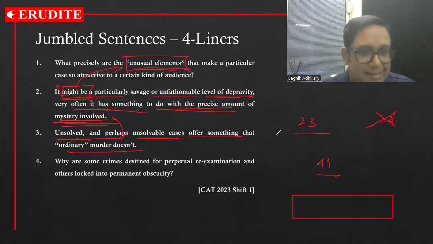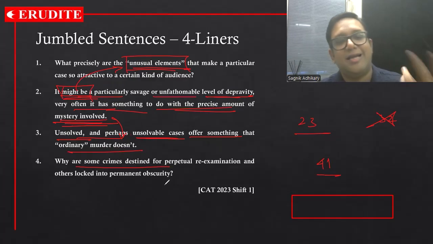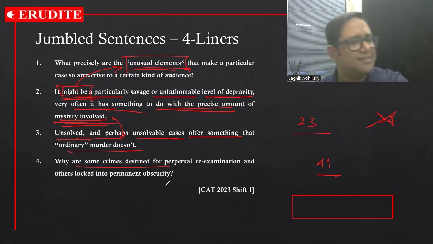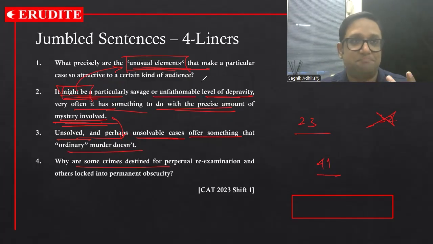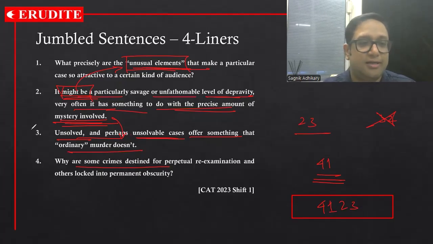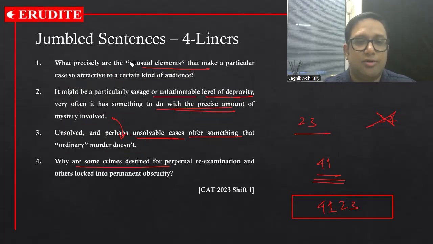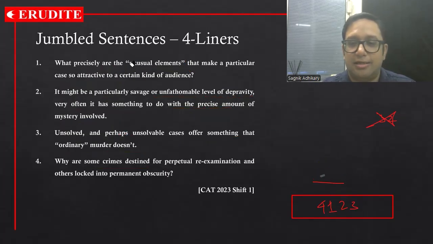This is the order. And then it is 4 which introduces the idea of what makes some cases be re-examined, other cases locked into obscurity. What are the unusual elements that causes this particular selection of cases? And then we see more examples. Yet again, by general to specific, we realize 4-1 comes first. So we get 4-1 as the opening pair and then 2-3 as the closing pair. If we clear everything else out, we realize that our answer in this case is 4-1-2-3.